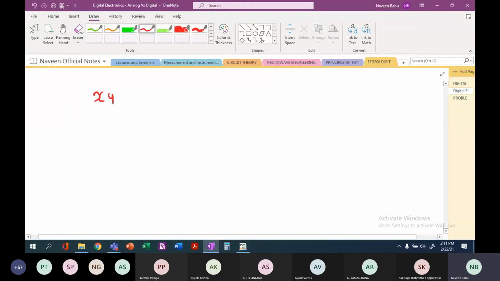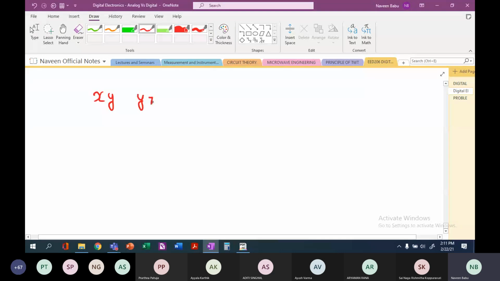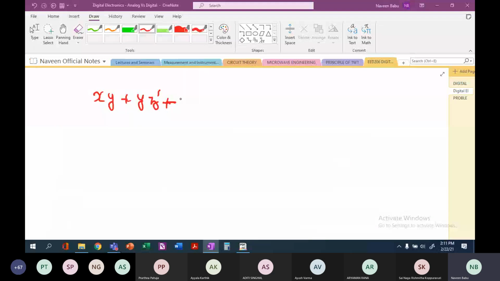We are having xy plus yz bar plus x bar y bar z.